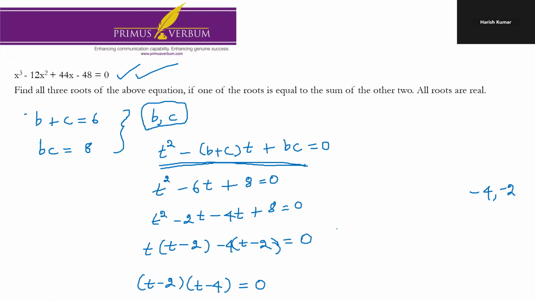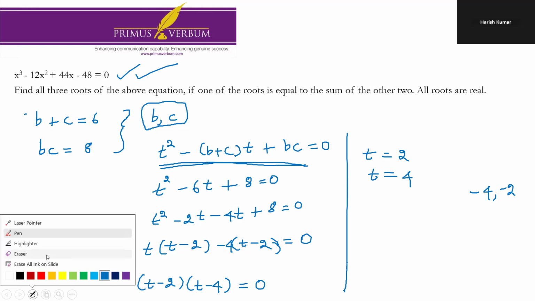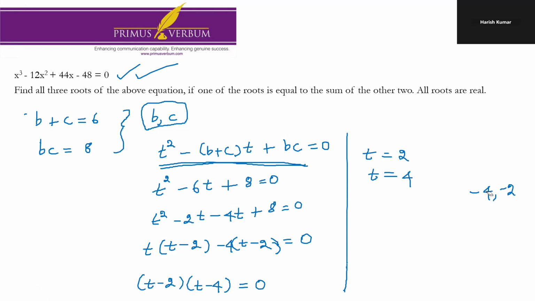Okay, what does this mean? This means that t is equal to 2 and t is equal to 4. Any one of the results. t is equal to 2 and t is equal to 4. Hope it's clear now. Okay.